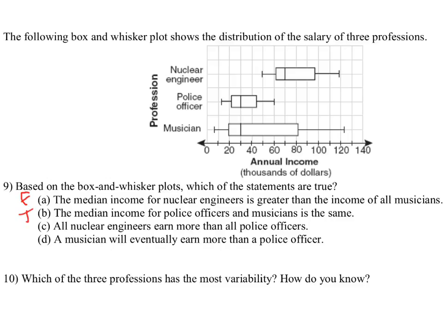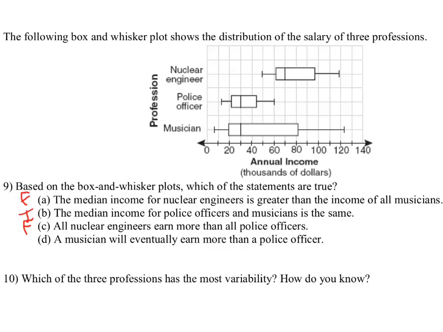That one's true. All nuclear engineers earn more than all police officers. So you have to look at this entire plot here. Are all of those values higher than all of the police officer ones? No, because of this section right here in the middle. There's some overlap, so some nuclear engineers make less than some police officers. So that would be false.